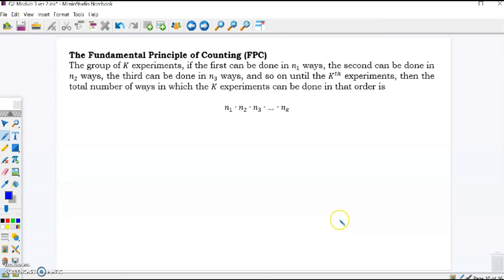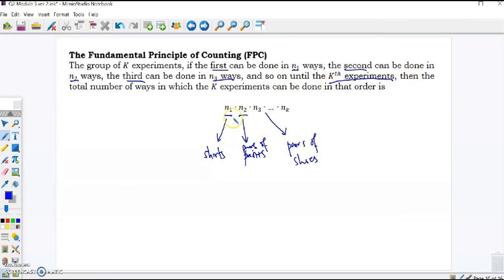For a group of K experiments, if the first can be done in n sub 1 ways, just like the shirts, the second can be done in n sub 2 ways, just like the pairs of pants, and the third can be done in n sub 3 ways. Let's say I'm going to add another one, that would be pairs of shoes, until the kth experiment. Then the total number of ways in which the K experiments can be done in that order can be defined by multiplying the number of ways in each event.